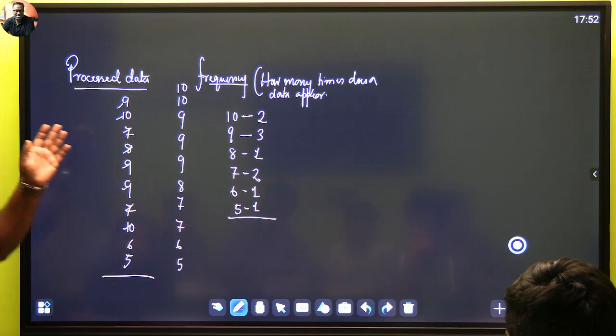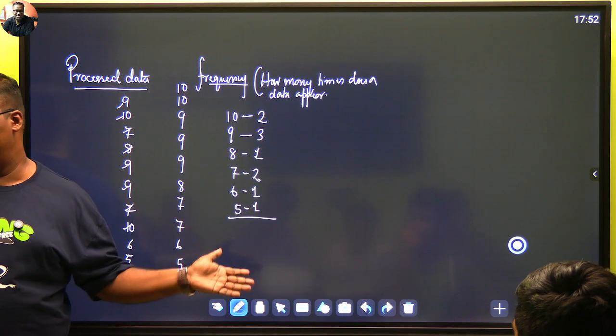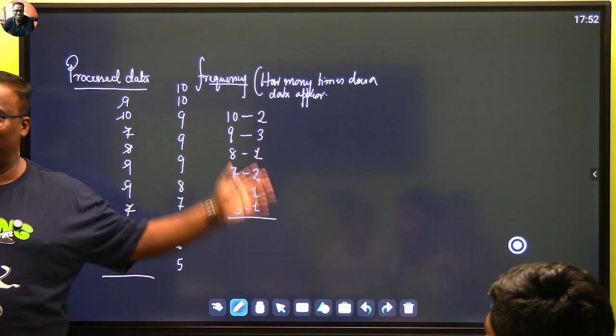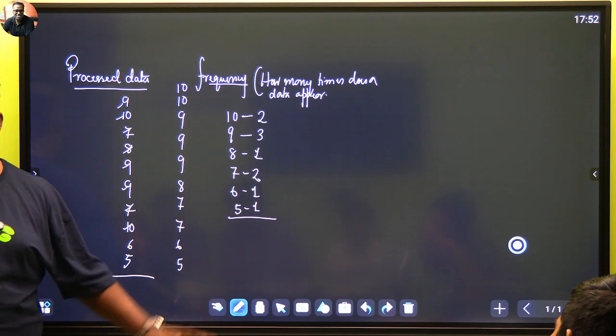We were looking for what? We were looking for 10 children's score. Whether all the data has been taken or not, that also needs to be tested. The sum of frequency will tell you. So 10 children have been taken.